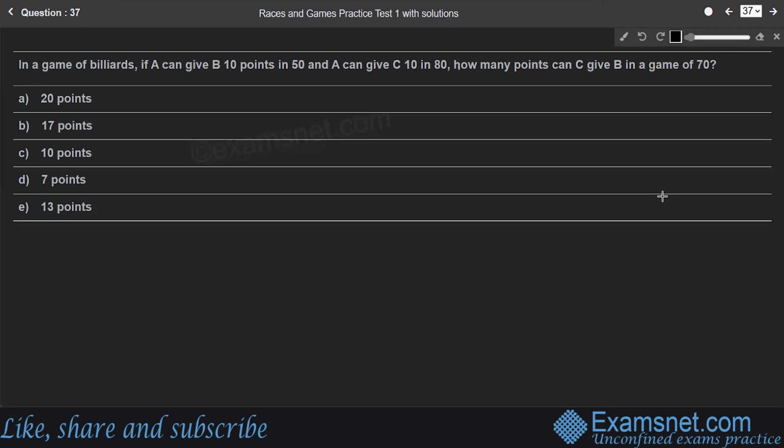Question number 37. In a game of billiards, if A can give B 10 points in 50 and A can give C 10 points in 80, how many points can C give B in a game of 70? So here students, we'll make a table. A can give B 10 points in a game of 50, and A can give C 10 points in a game of 80. How many points can C give B in a game of 70? For this, in a game of 70, we need to find the required answer.